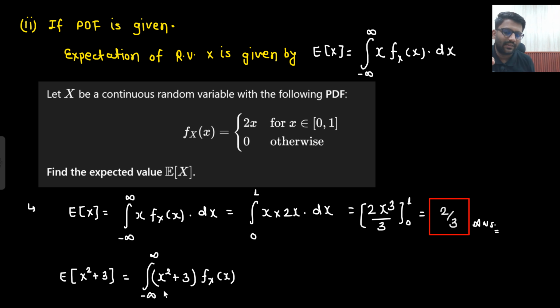PDF of x. This is a function of x. That's why I am putting the PDF of x here. If this was a function of y, I would put the PDF of y here. If this was a function of z, I would put the PDF of z here. Is that clear to you? Dot dx. Now I can solve it. Okay.